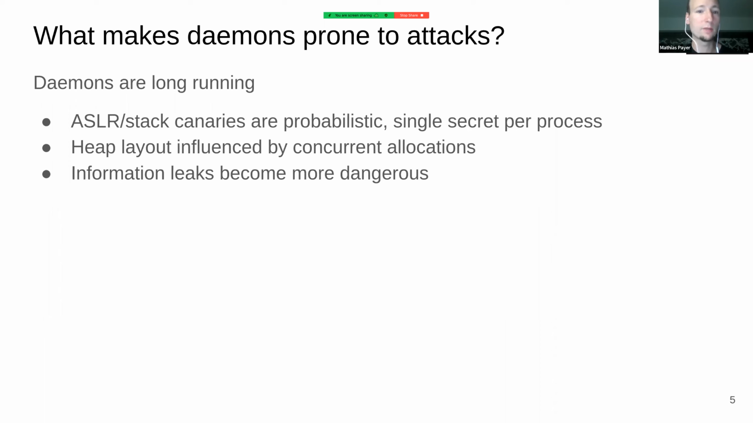The heap layout can be influenced by concurrent allocations, right? So the attacker may be able to issue multiple requests in parallel that are then laid out in a way so that the different objects are next to each other, controlled by the attacker, allowing them to set up the individual stepping stones. And the most common part is that all of these information leaks become much more dangerous, as the attacker can run the attack in multiple steps and, after collecting all the information, actually exploit it and then go ahead and take over the server.